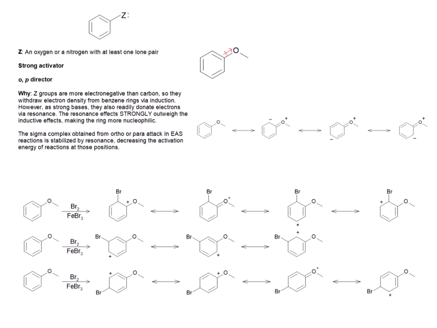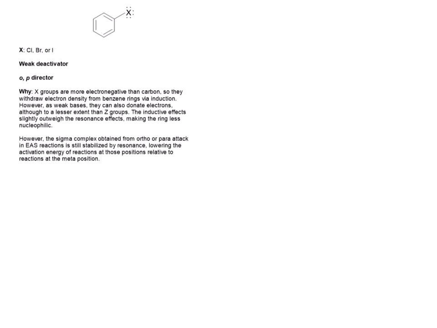in an EAS reaction. The next substituent we're going to look at is the X group. And X groups are the halogens chlorine, bromine, or iodine. X groups are considered to be weak deactivators. In other words, their net effect on the ring is that they withdraw electron density, making it less nucleophilic. However, they're still ortho-para directors.